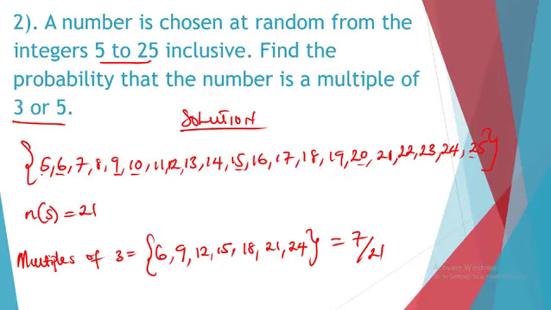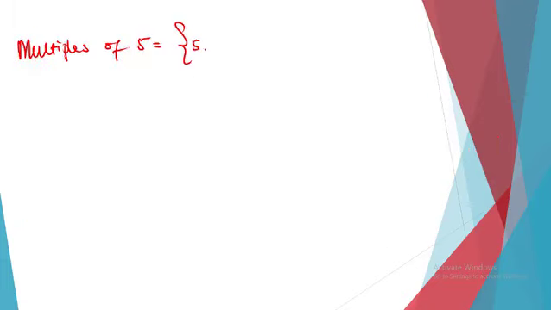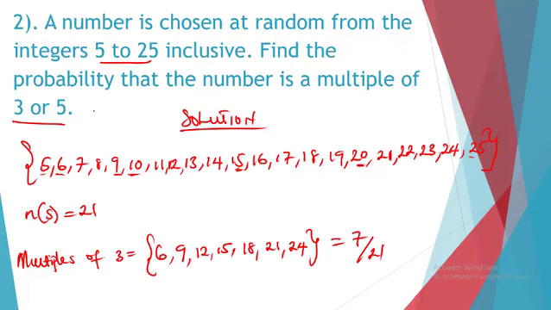Okay, then let's go over to multiples of 5. Multiples of 5: those numbers that 5 can divide without a remainder. We have 5, 10, 15, 20, and 25. How many are there? 1, 2, 3, 4, 5, which is 5. And then the probability of picking a multiple of 5 is what? 5/21.